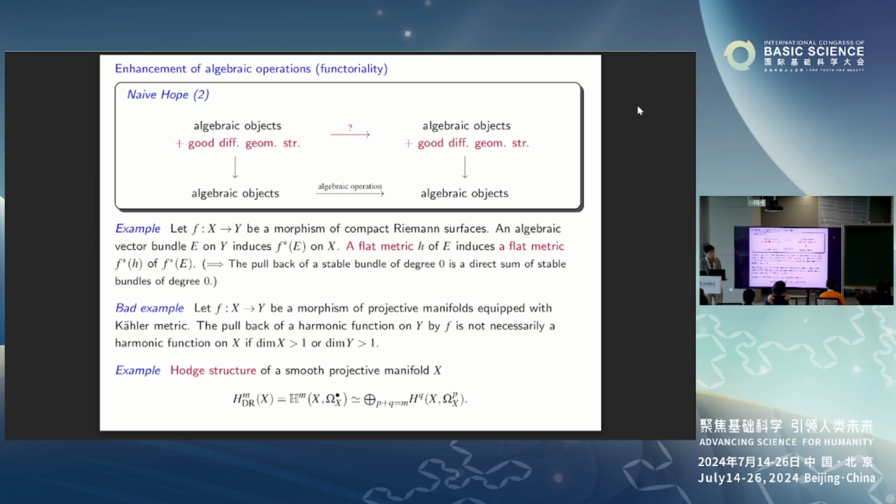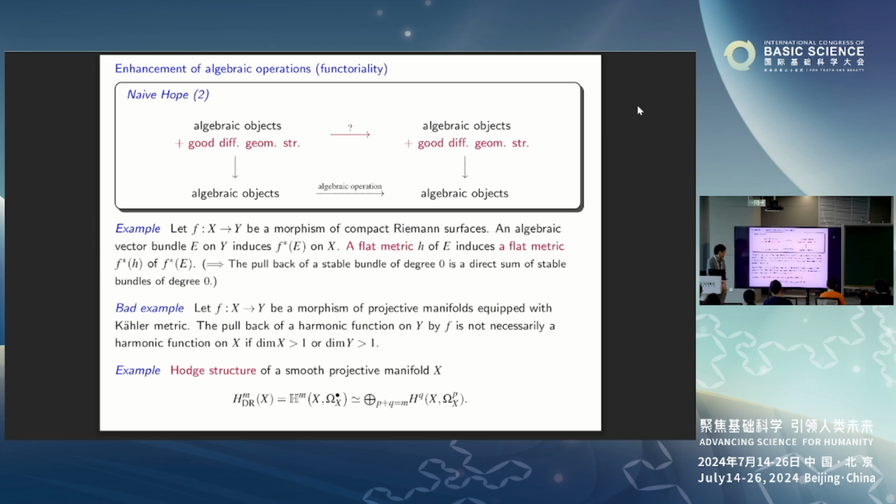So the pullback of algebraic vector bundles is enhanced to the pullback of unitary flat bundles. And let me remark, this implies the pullback of a stable vector bundle of degree 0 is a direct sum of stable vector bundles of degree 0. This is a statement purely in algebraic geometry, but it is not easy to prove it purely in algebraic geometry. So the enhancement of algebraic operation by good differential geometric structure should have some non-trivial consequence.